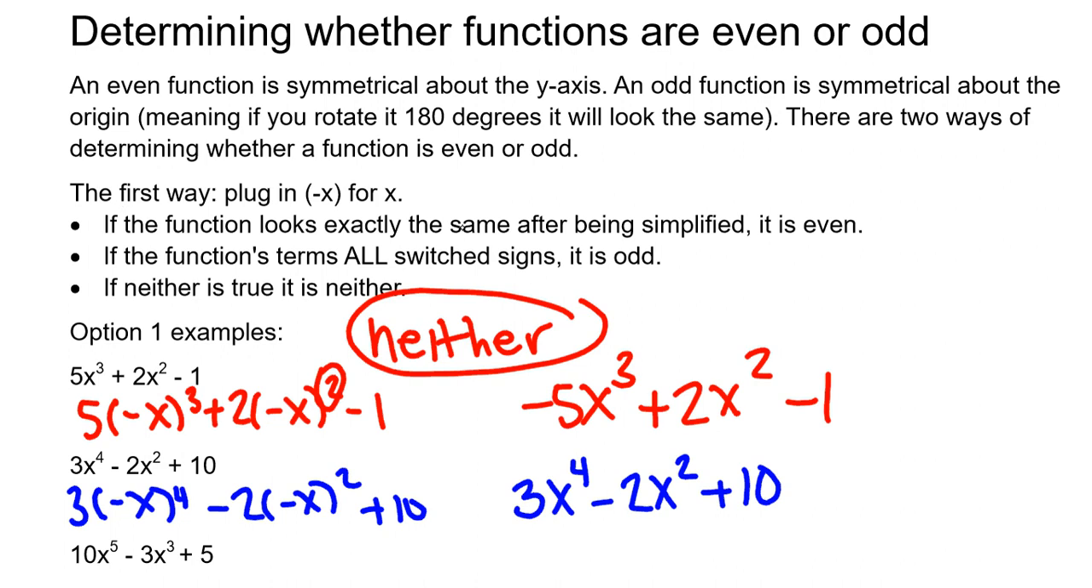Okay, so does the function look exactly the same after being simplified? Look at that, it does. 3x to the 4th minus 2x squared plus 10. This is an example of an even function.